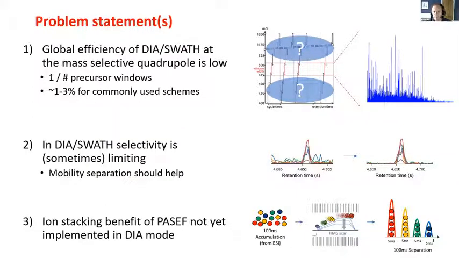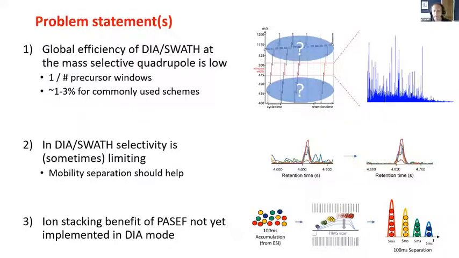The second point is we know that selectivity can sometimes be limiting in DIA mode. We're often operating close to the selectivity limits there. And mobility separation, it seems, could help to reduce interferences. This has been shown to some extent before in other methods, like for example HDMSE, and we were interested to see how much this would help.